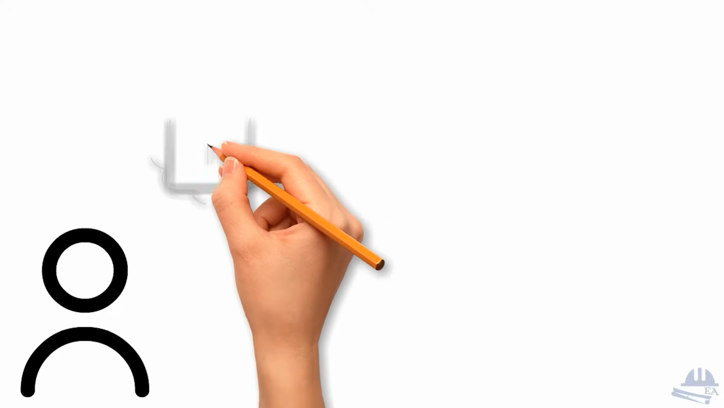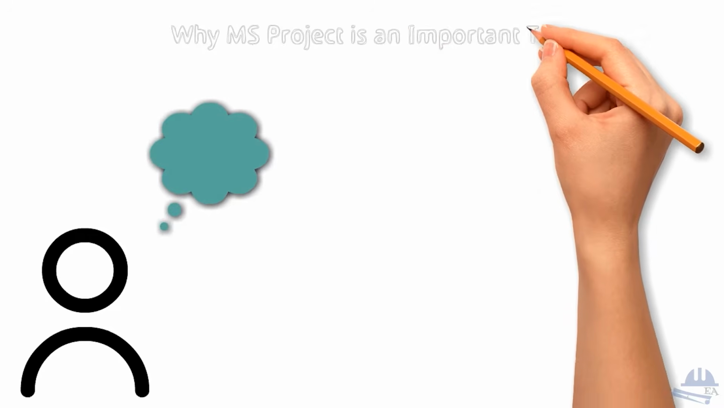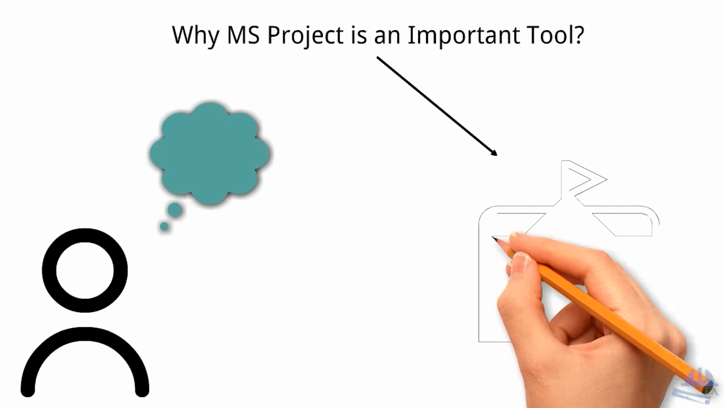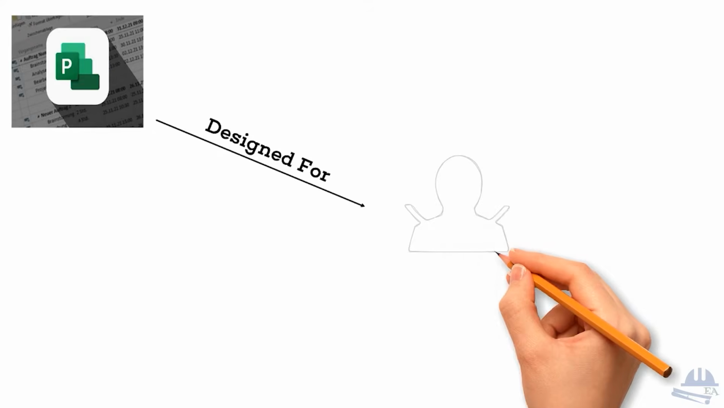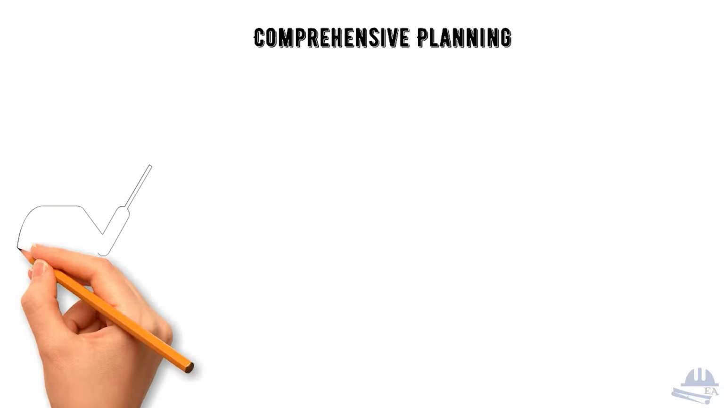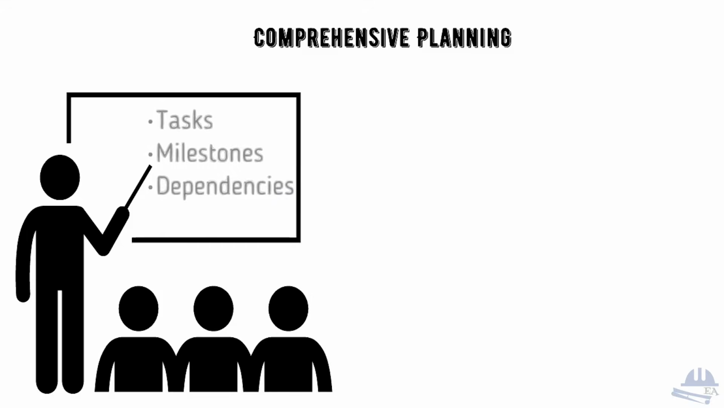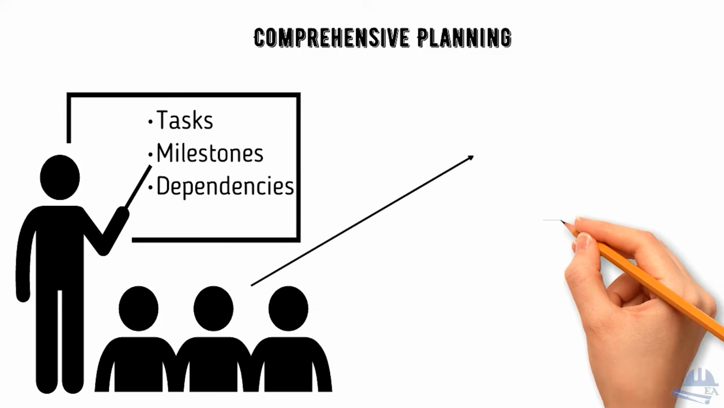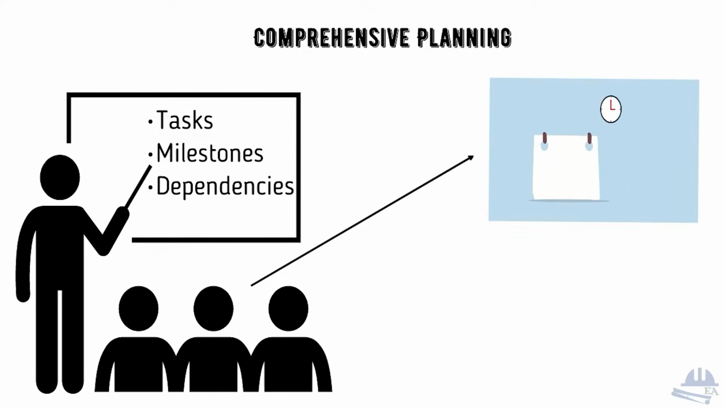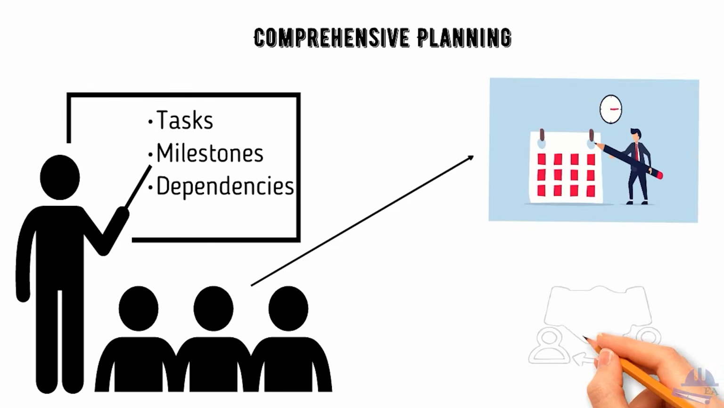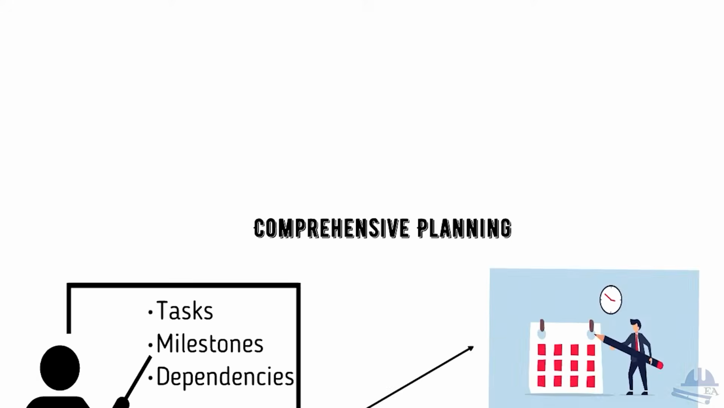Now that we have understood the importance of project management, let's talk about why Microsoft Project is a valuable tool for managing your building construction projects. Microsoft Project is a powerful software application designed specifically for project management. Here are some reasons why it stands out. Comprehensive planning. Microsoft Project allows you to create detailed project plans with tasks, milestones, and dependencies. You can easily visualize the entire project timeline and make adjustments as needed, which is crucial for coordinating the various phases of a construction project.